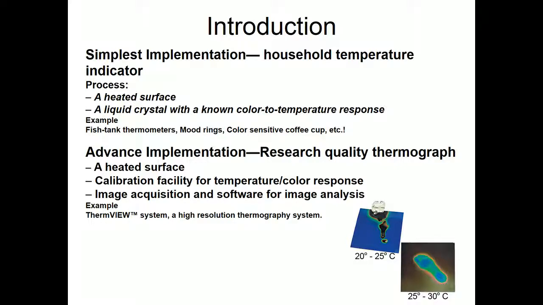It is also used on heated surfaces. Sometimes doctors also use these thermochromic liquid crystals on your forehead to check the temperature.